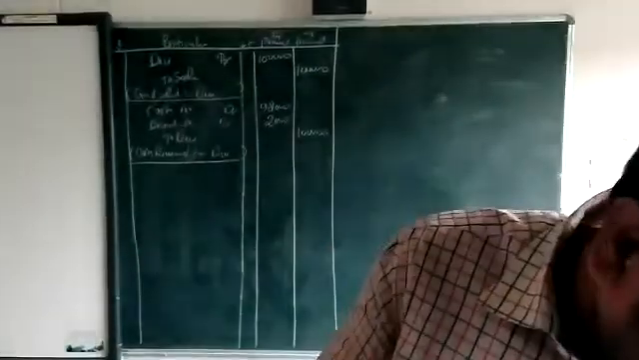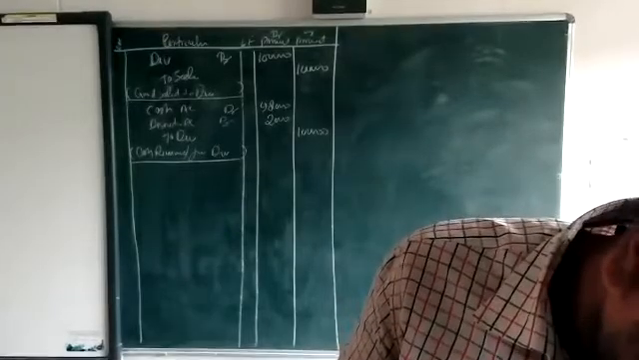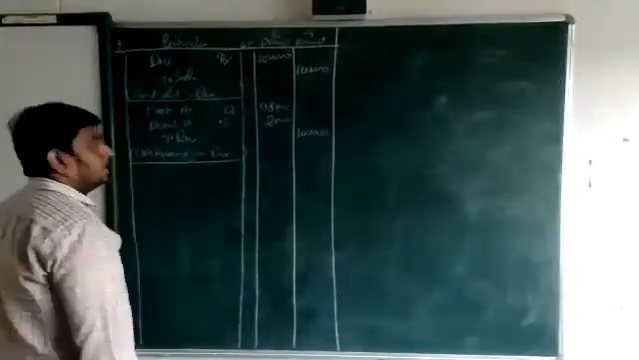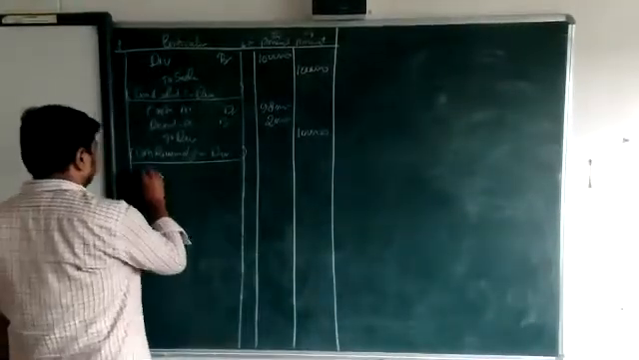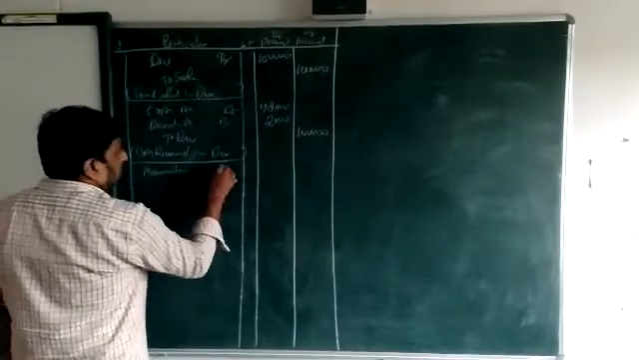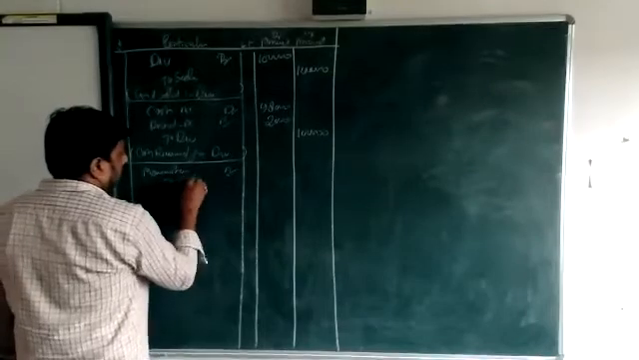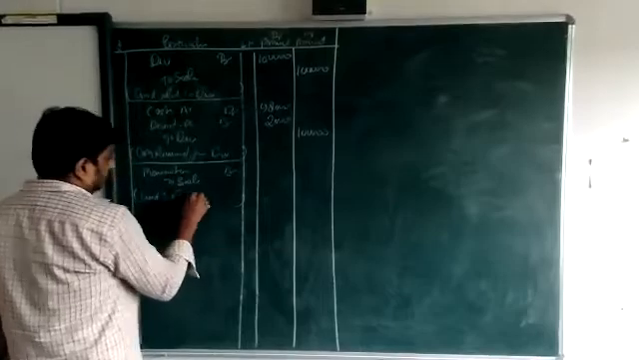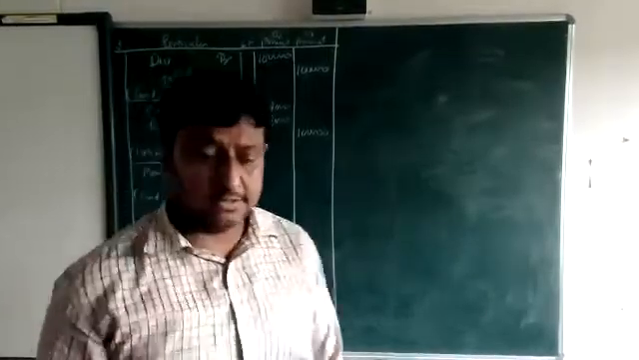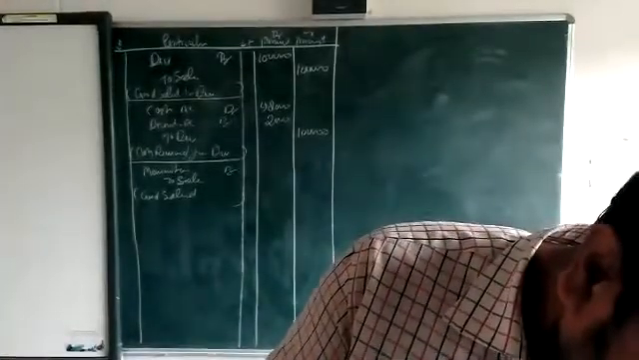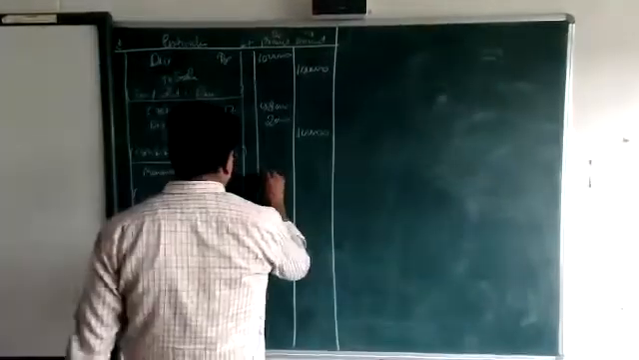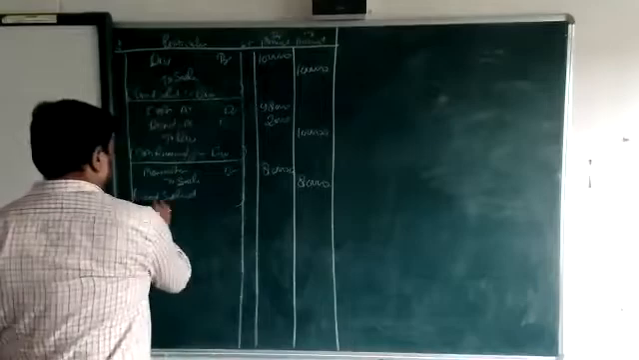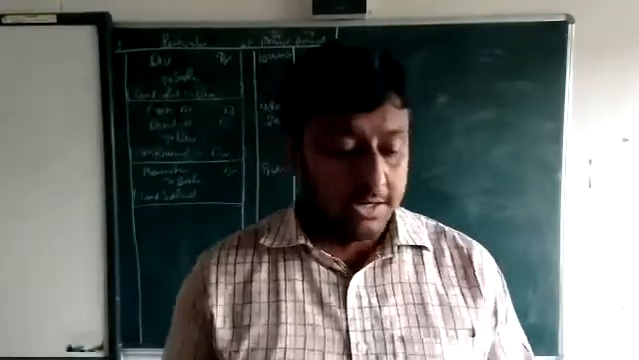Go for the next. Goods sold to Manmohan. Okay, again sell. Sell means sales will credit, Manmohan will debit. Manmohan debit to sales, goods sold. Okay, what amount is there? 80,000. Then line next.